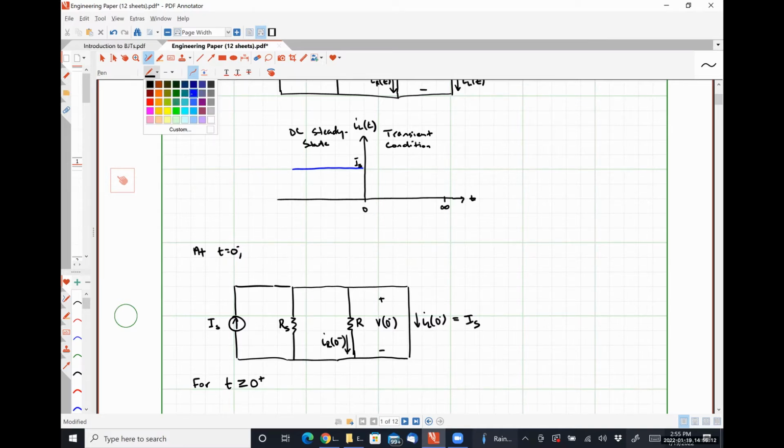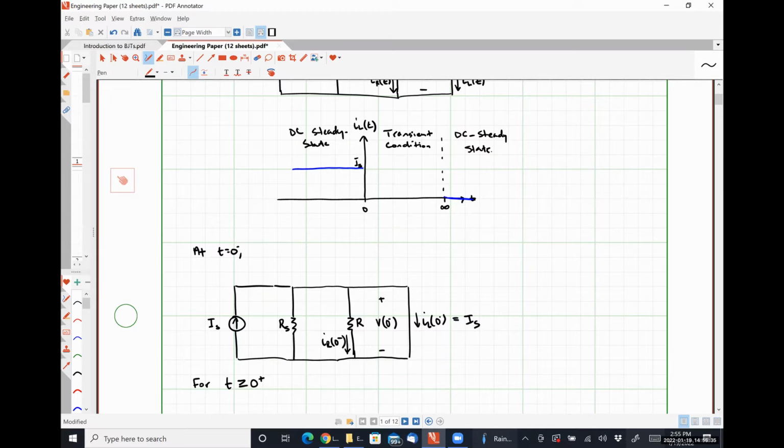we should observe that our current through our inductor goes back down to 0. Everything to the right of t is equal to infinity is back at DC steady state.